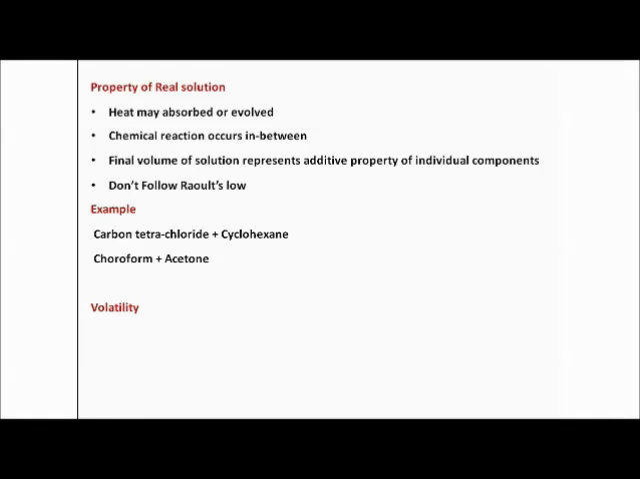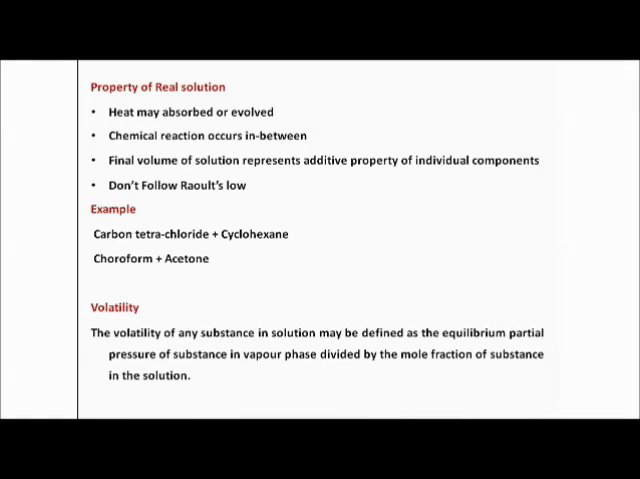The next concept is volatility. What do you mean by volatility? Simply, the volatility of any substance in a solution. Suppose I have any substance X, and I have mixed this X in a liquid A. It may be defined as the equilibrium partial pressure of the substance in the vapor phase, meaning the equilibrium partial pressure of X in the vapor phase, divided by the mole fraction of the substance in the solution.